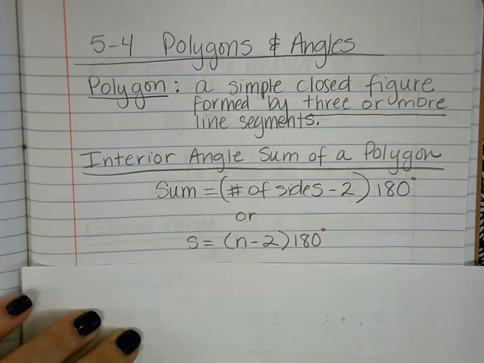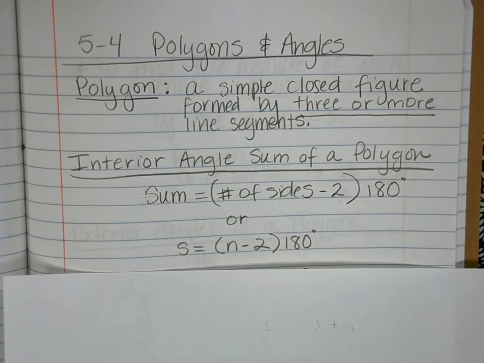Okay, so guys, we looked at all these lines with transversals the other day. Then we looked at triangles, and now we're going to look at polygons. A polygon is a simple closed figure formed by 3 or more line segments, something like a triangle. So polygons can be really any shape.